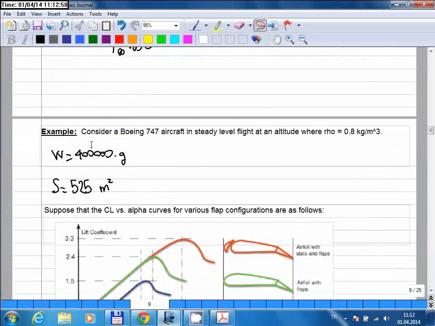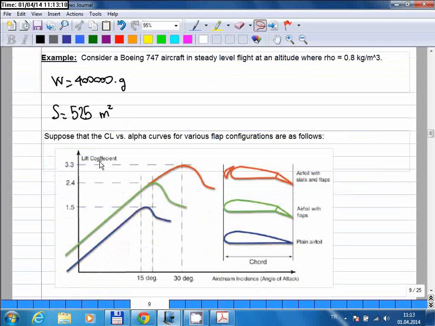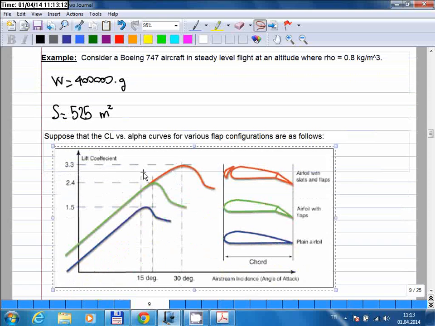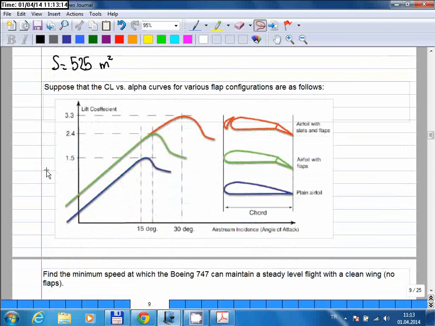The mass of the aircraft is given as 400,000 kilograms, and the wing surface area is given as 525 square meters. And we are given this data for the lift coefficient. This is the CL alpha curve of the Boeing 747 aircraft. This is the plane wing configuration, so this is the plain airfoil. And the Boeing 747 has flaps and slats.